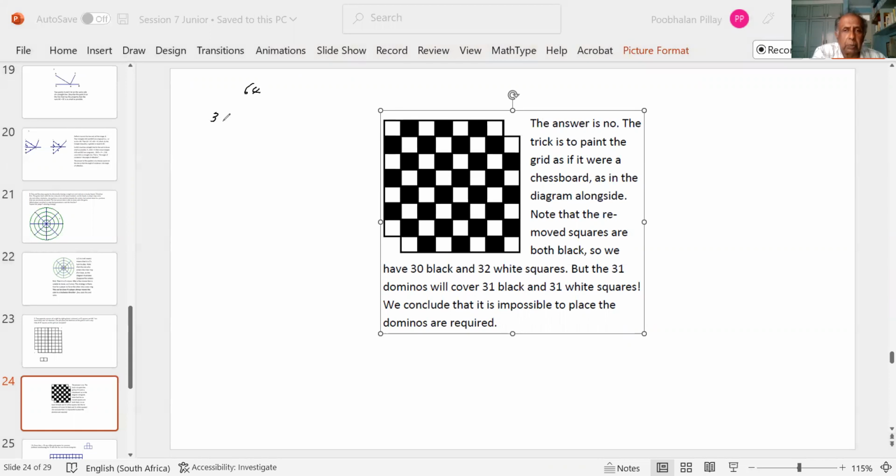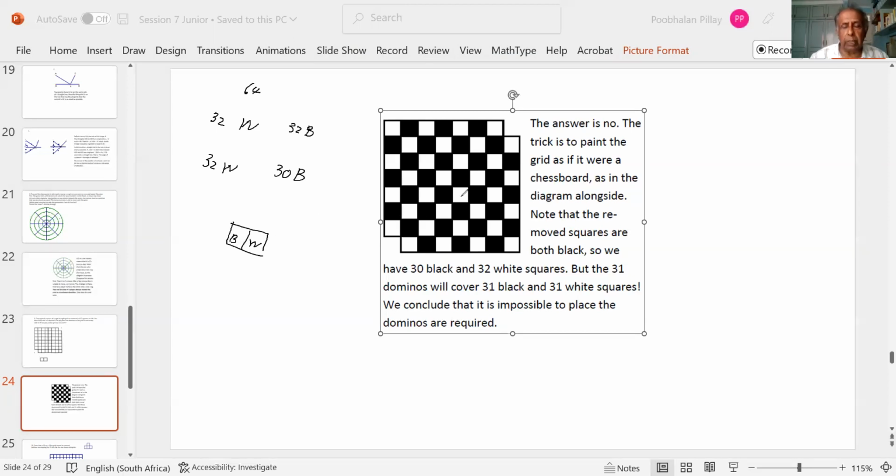And then when you colored it as a chessboard, you had 32 white and 32 black. Now, 2 have been removed, but both of them are black squares. So now you've got 30 black, and the white squares remain intact. And that makes your 62 squares altogether. Right. Now, when you take a domino and place it on this, it should be quite clear that it will cover 1 black and 1 white. You cannot have a domino covering 2 of the same color because it's a 2x1.